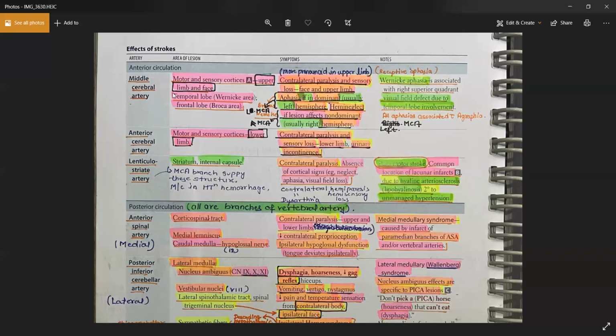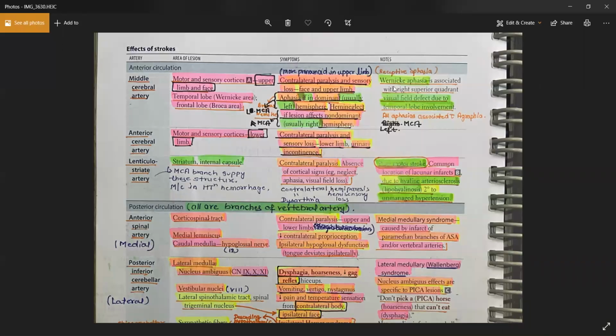The temporal area is also supplied by the MCA. Wernicke's area and Broca's area, because they are present more laterally, will die because of that. So because of the upper limb and face sensory and motor damage, you will have contralateral paralysis and sensory loss of the face and upper limb. Because of Wernicke's area, you will have a fluent type of aphasia, a Wernicke's aphasia. The patient will speak very fluently, but their words just lack any meaning.